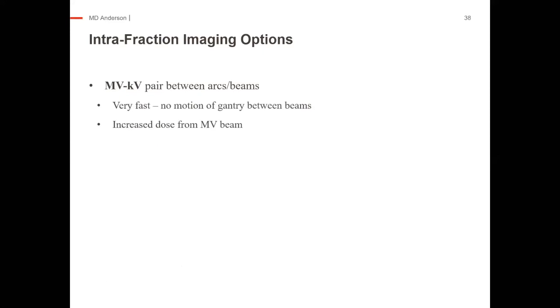You could do an MV-KV pair with onboard imaging. So there's no motion of the gantry, so it's very fast, but you have that increased dose from your MV beam. It also has reduced image quality due to its higher energy.